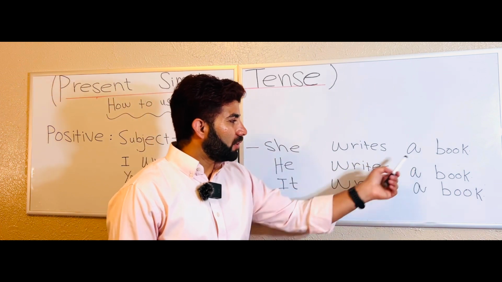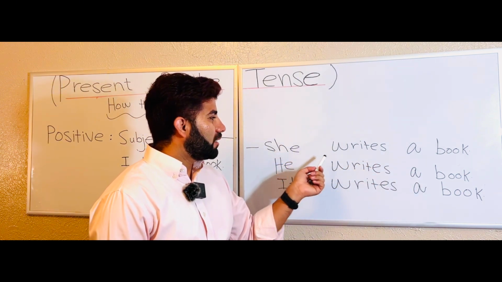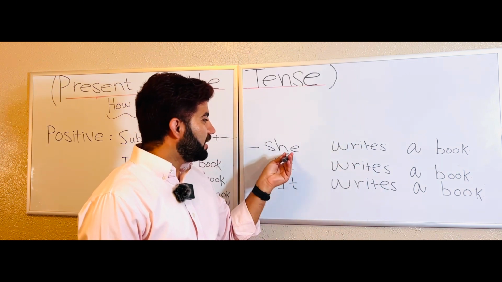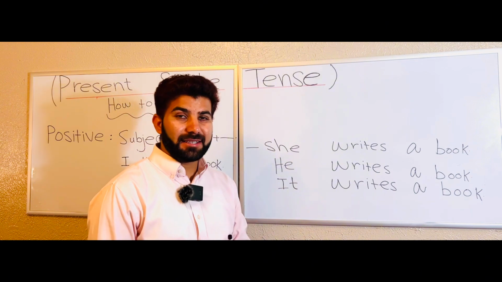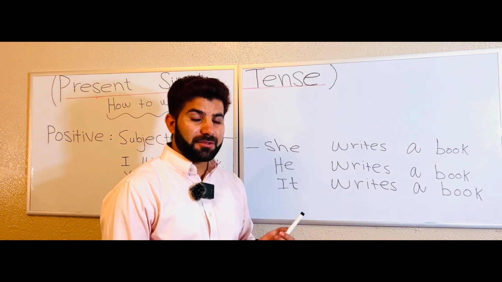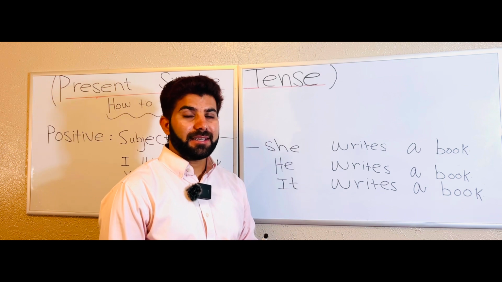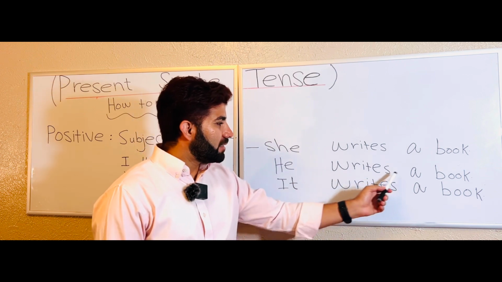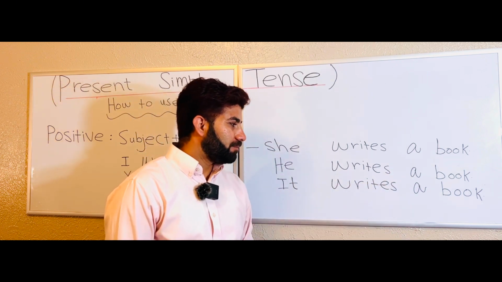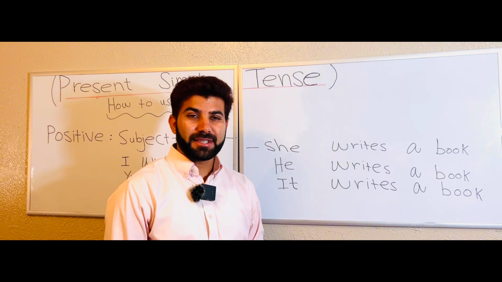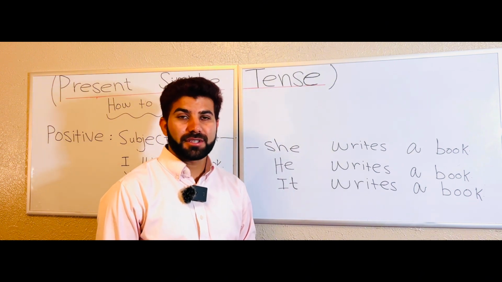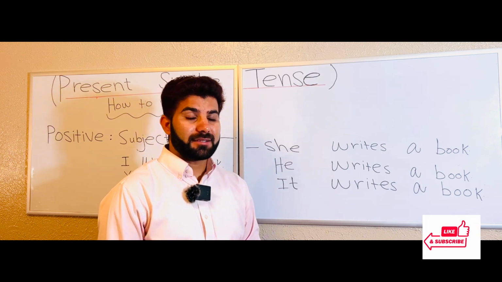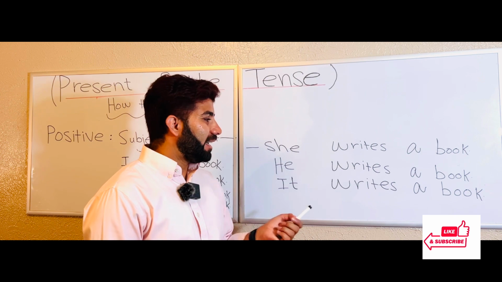She writes a book. She is the subject, writes is the verb. As we said, if she, he, it or a single name comes as the subject, we have to add s, es or ies. So here we add s. He writes a book, it writes a book. Especially when you're using some type of computer or technology that is able to write something, or AI these days, we can say it writes a book.